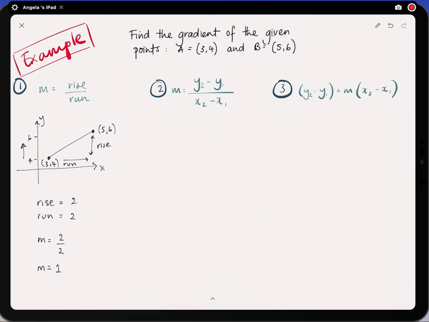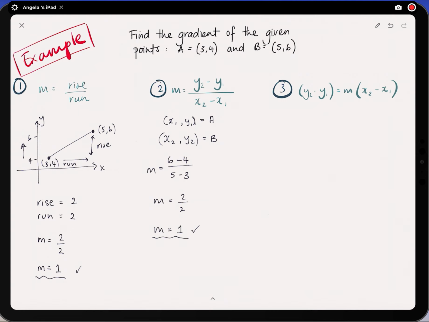Again, like I said, order is important. So let's say that x1 and y1 is represented by point A, and x2 and y2 is represented by point B. Substituting these values into the second equation, we have 6 minus 4 over 5 minus 3, and all of that will equal m. Therefore m is equal to 2 on 2, which gives us a gradient of 1. So again, we can see that our calculations are correct for the first and second method.